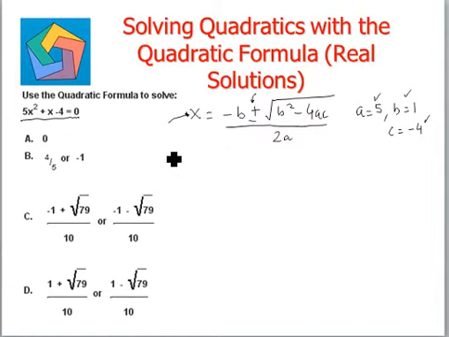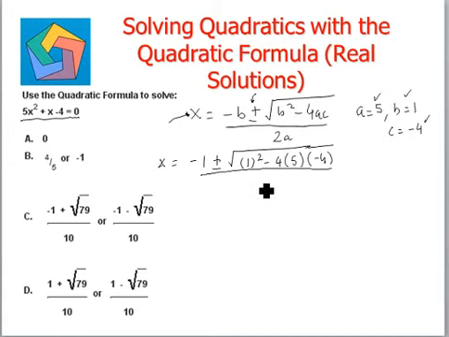Looking at the question now, we have x equals, b is 1, so we write minus 1 plus or minus the square root of b squared, that is 1 squared, minus 4, a is 5 and c is negative 4, divided by 2 times 5. Now we've plugged in all the values of a, b and c in the quadratic formula. So now we'll be simplifying it further.